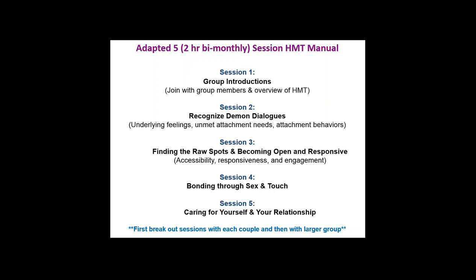The first session is really about having members join with each other and getting comfortable with the group, overviewing attachment and helping them connect with each other in a secure and open way. The second session is where they talk about all these underlying feelings that they maybe have not felt comfortable talking to their partners about, unmet attachment needs, and what they need from their partners. The third session is where we teach them to be more accessible, responsive, and engaged, which is secure attachment. And that 4th session I just mentioned is about helping them bond through sex and touch. And the last session is about helping them care for each other.